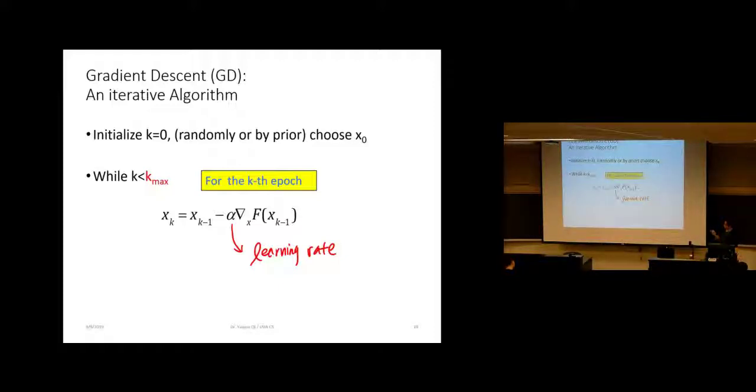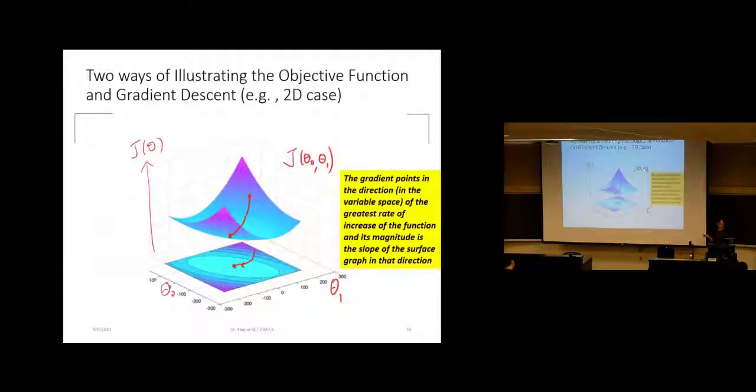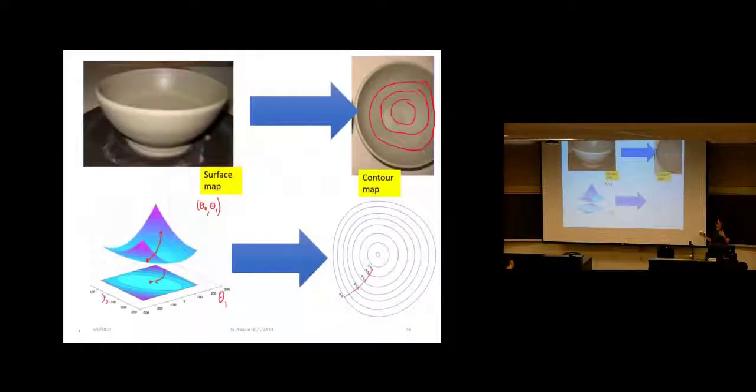So let's keep this equation in mind. Come back to just again, I want to emphasize surface map versus the contour map. So what do I mean by gradient descent on the surface map? What do I mean by gradient descent on the contour map? Gradient descent on the surface map in the end is still you move in the x space, right?